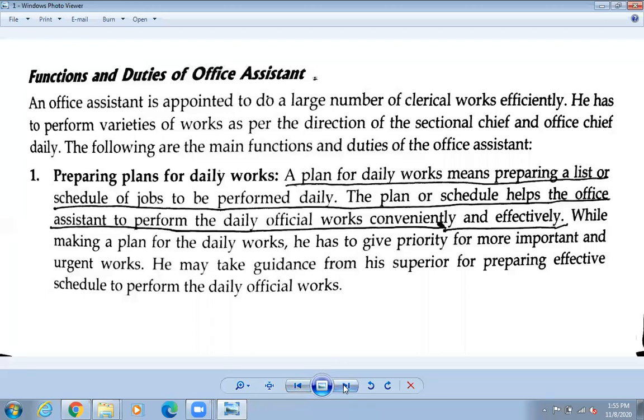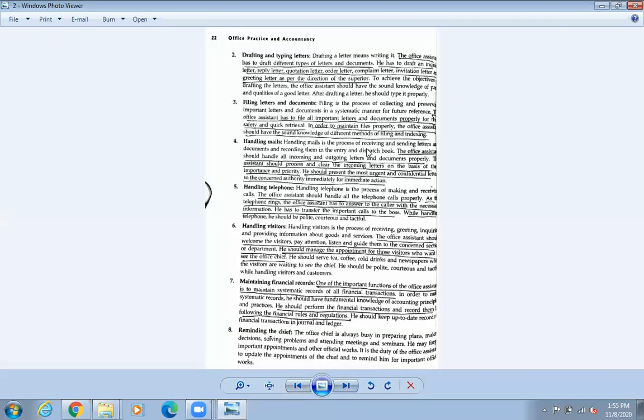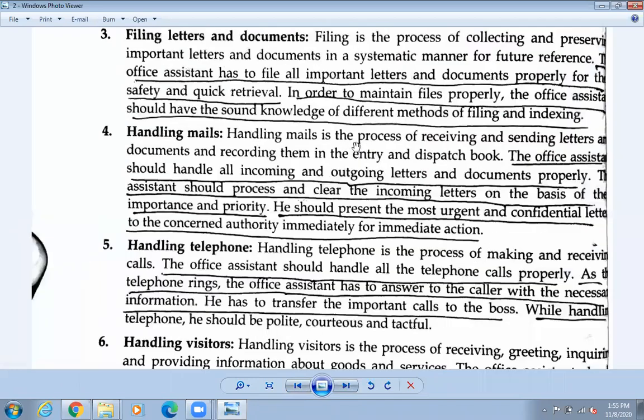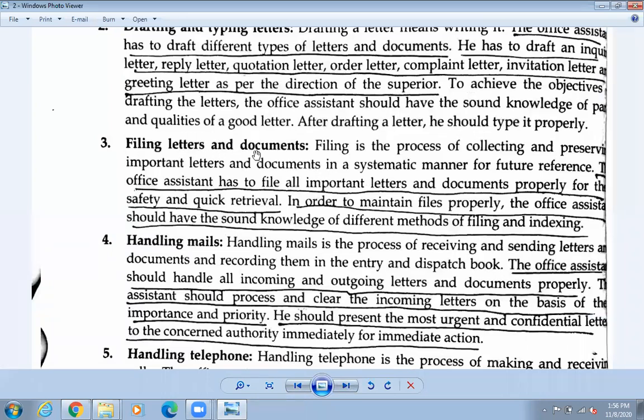We are learning the functions and duties of an office assistant. Those who have come late, underline and keep on writing the notes. So: filing letters and documents. Some letters will come, some documents will come. Many letters and documents keep coming to the office from different places, like inquiry letters and quotation letters. So what is my function? My next function is to do the filing of this type of letters.